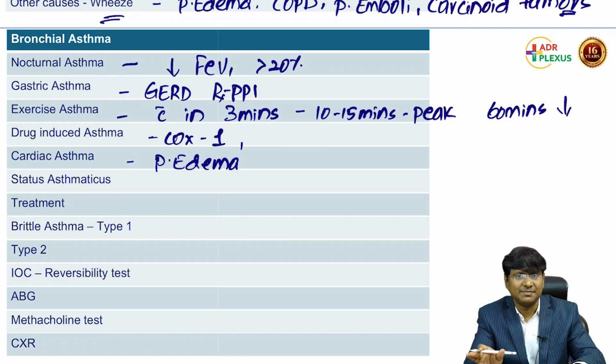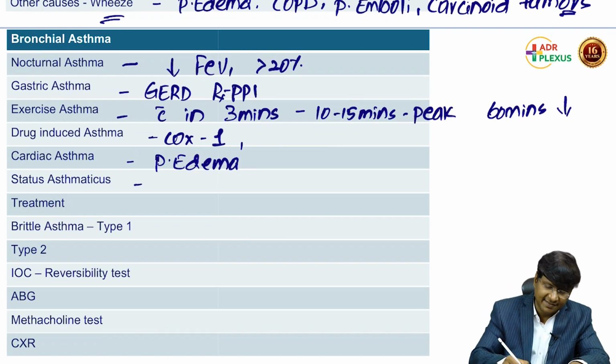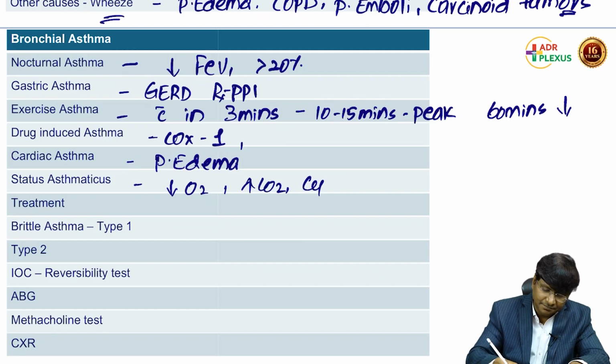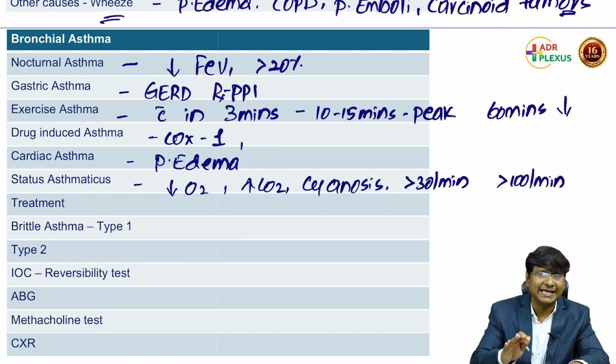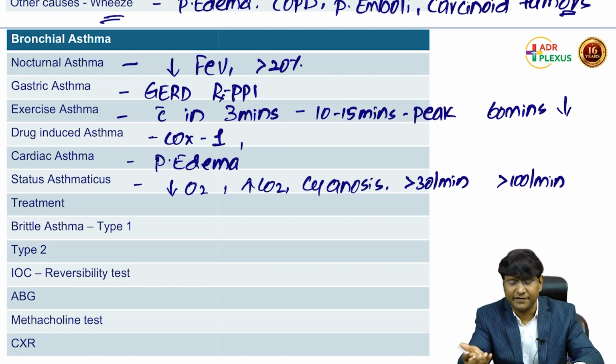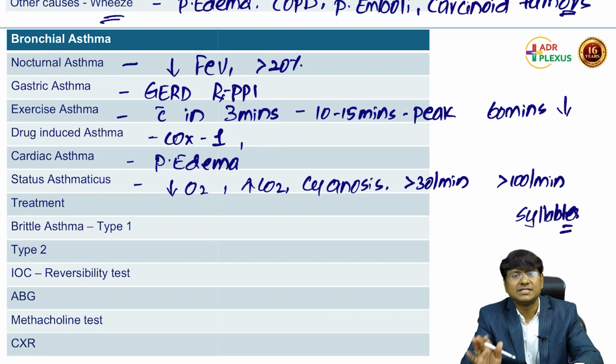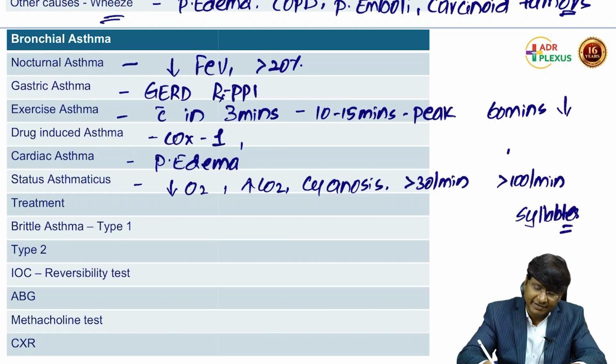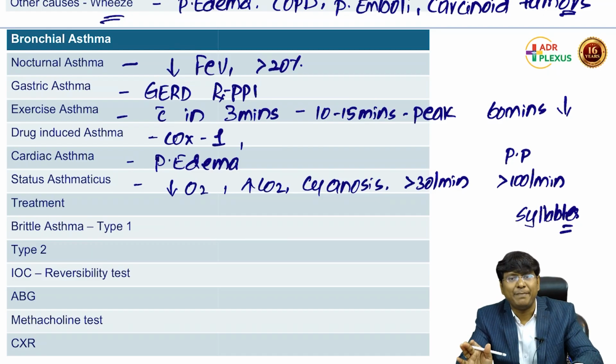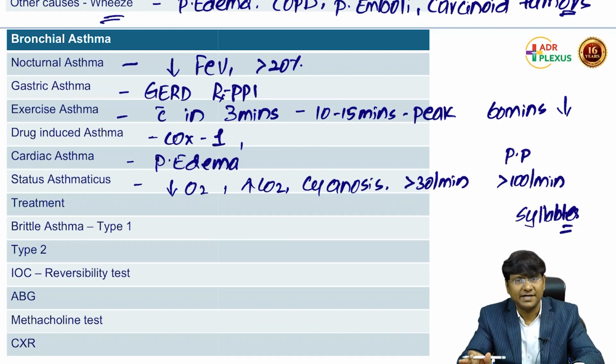Next is status asthmaticus, which is a severe form of asthma, and in these individuals, the individual will be completely hypoxic, there will be hypercapnia, and there will be cyanosis, and the respiratory rate will be more than 30 per minute, and heart rate will be more than 100 per minute. These individuals cannot speak complete sentences or even phrases, so they will have only monosyllables. And these patients have a characteristic pulse, that is pulsus paradoxus. That will be the feature in case of status asthmaticus.